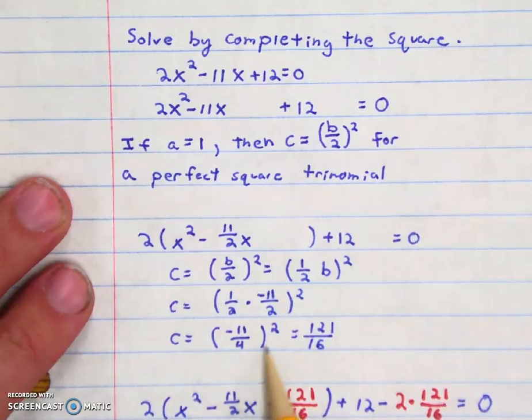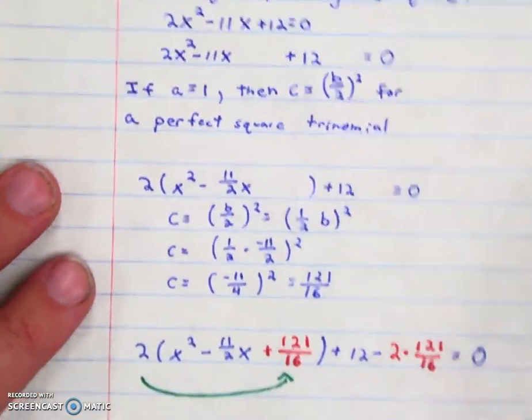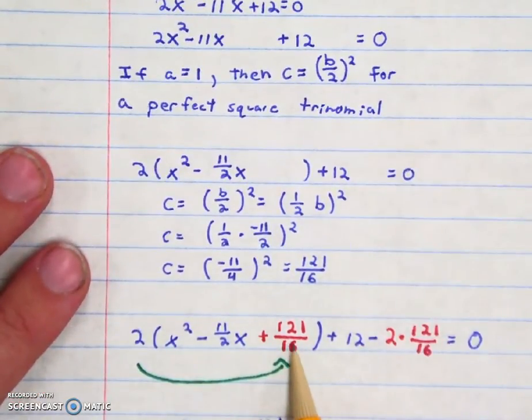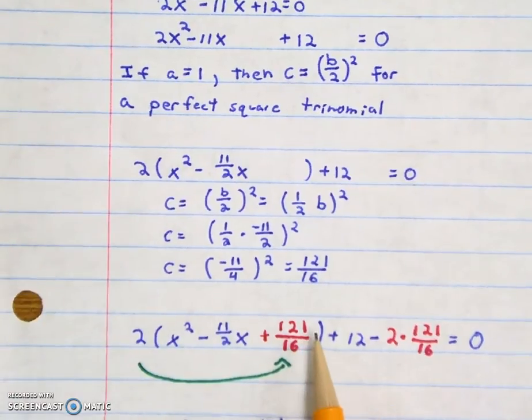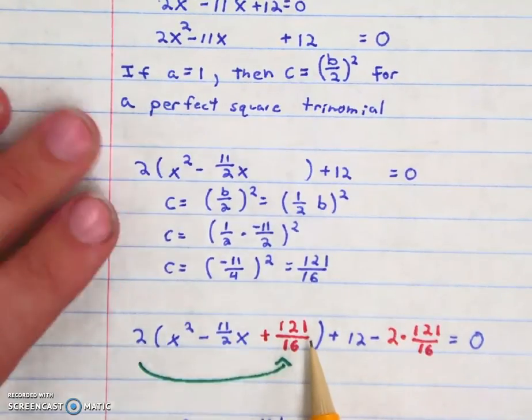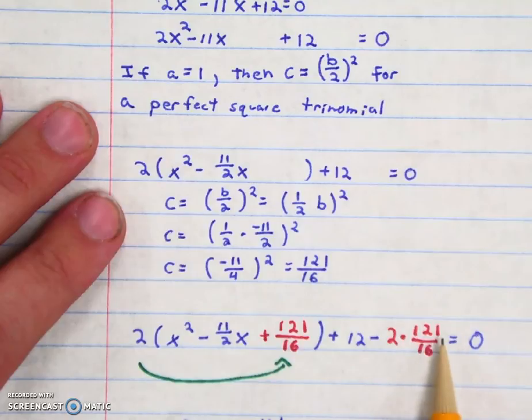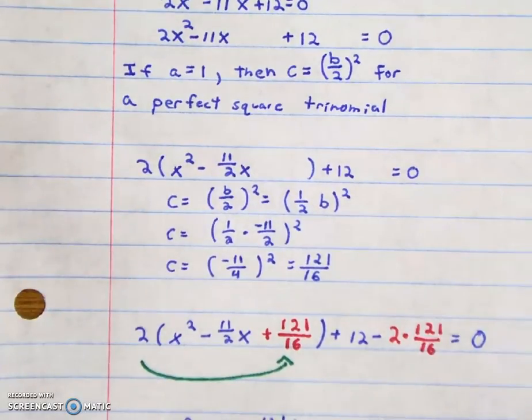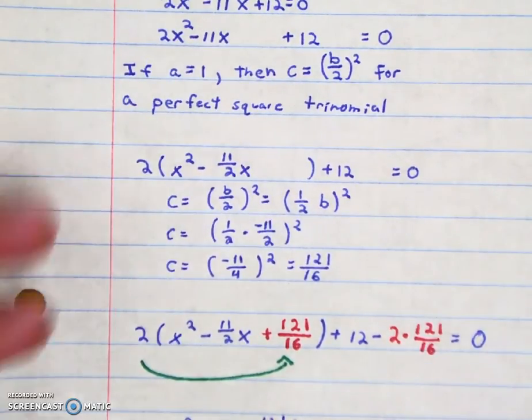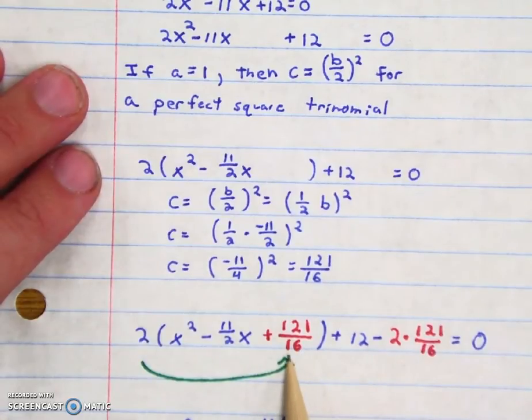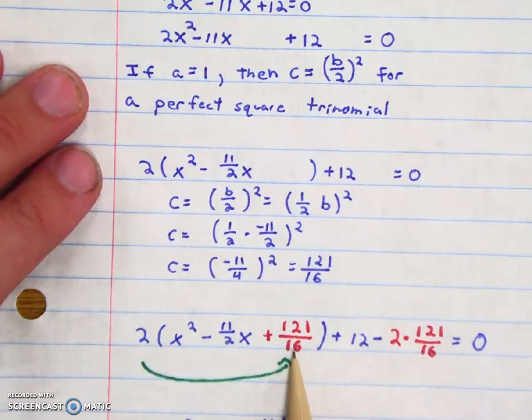We square this, and we get this beautiful number, 121 sixteenths. So I'm going to add this 121 sixteenths. But if I add 121 sixteenths, I need to subtract 121 sixteenths because I need to undo what I just did. I can't just make things magically appear. However, this really isn't 121 sixteenths. This is 2 times 121 sixteenths. So that's why I need to multiply this one by 2.